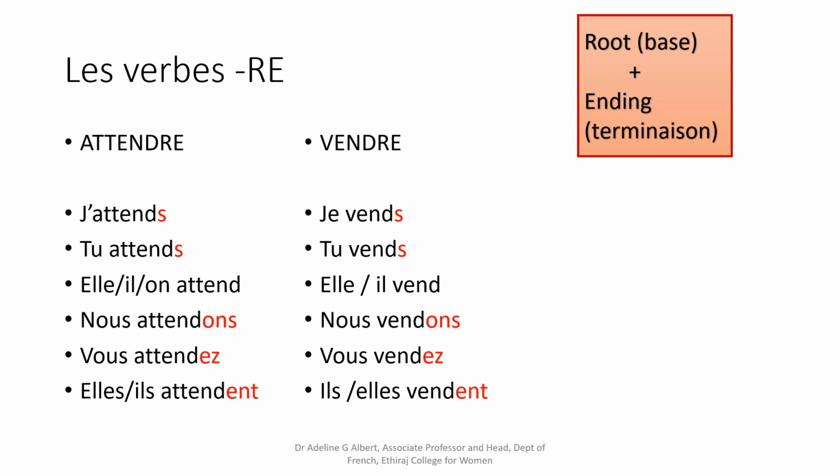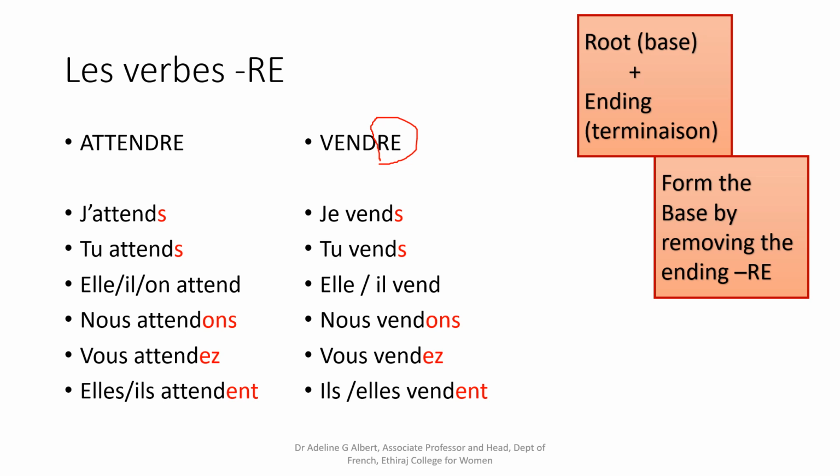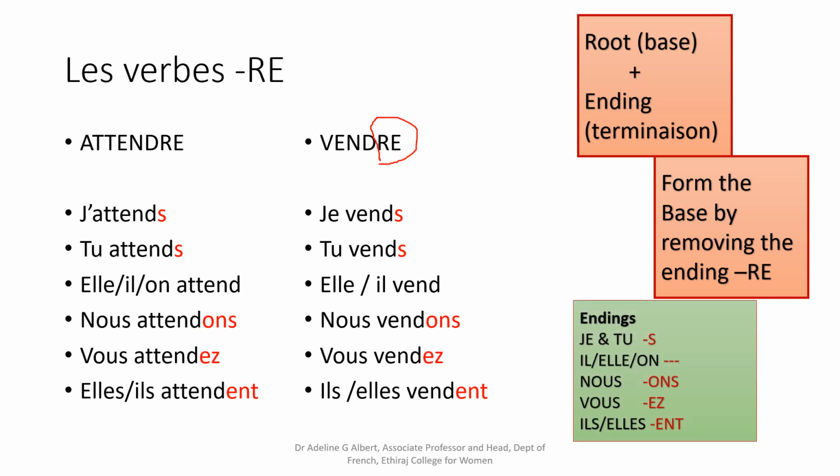D'accord? You take any regular infinitive and you remove the RE. This is your base now. To the base, you add your endings. What are the endings? Here they are. Je and tu, it is S.